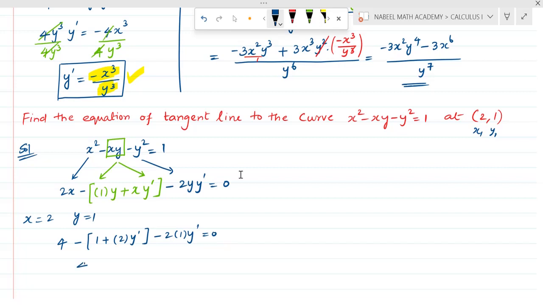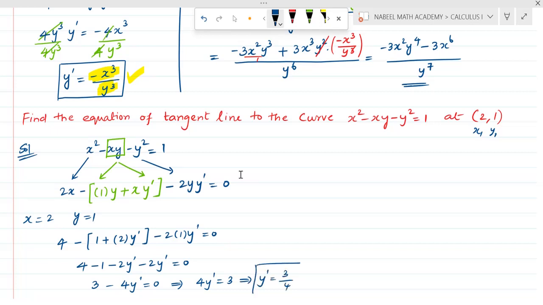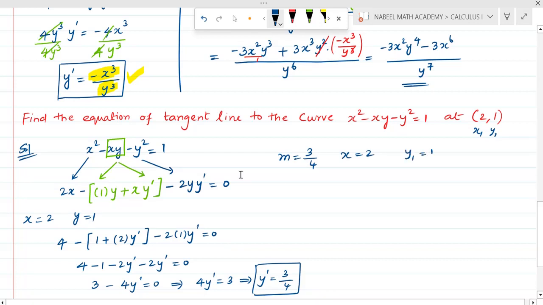Now simplify: 4 minus 1 minus 2y prime, and then again minus 2y prime. So this equals 3 minus 4y prime equals 0, and 4y prime equals 3, so y prime is equal to 3 over 4. So I got it: m is equal to 3 over 4, and x1 is 2, y1 is equal to 1.